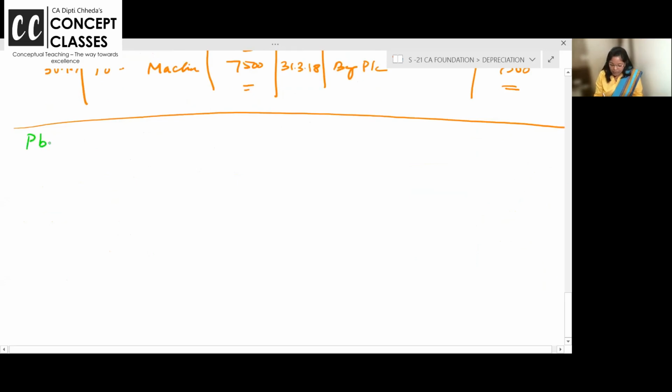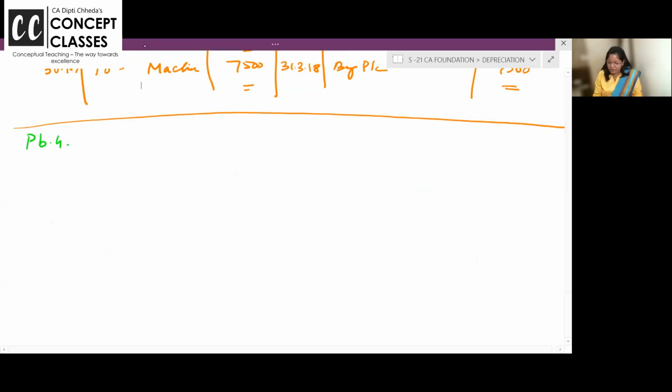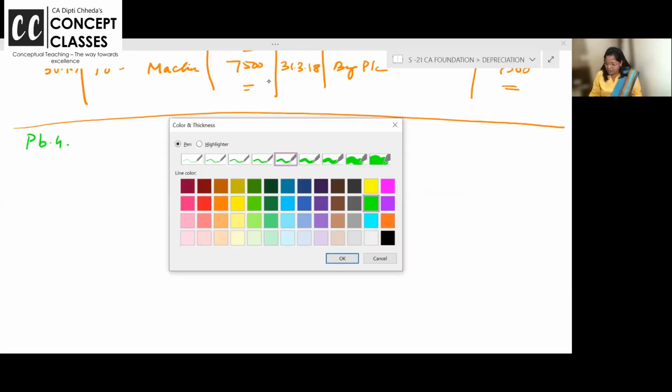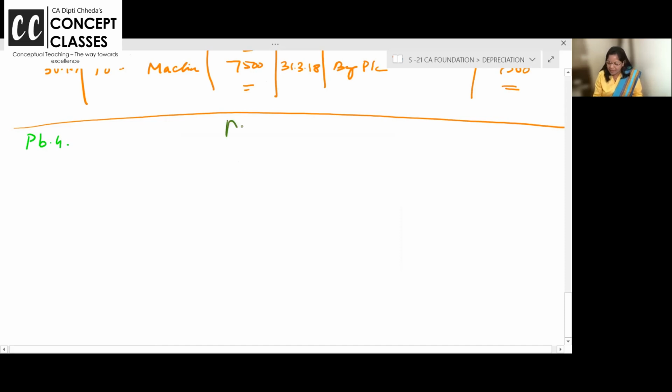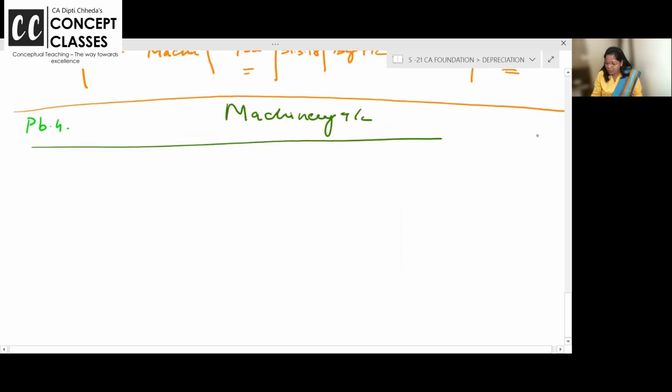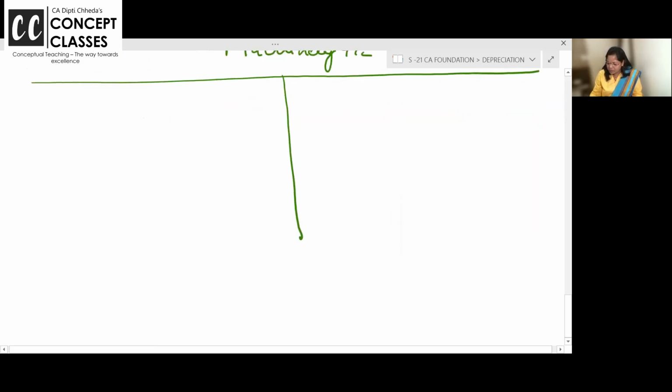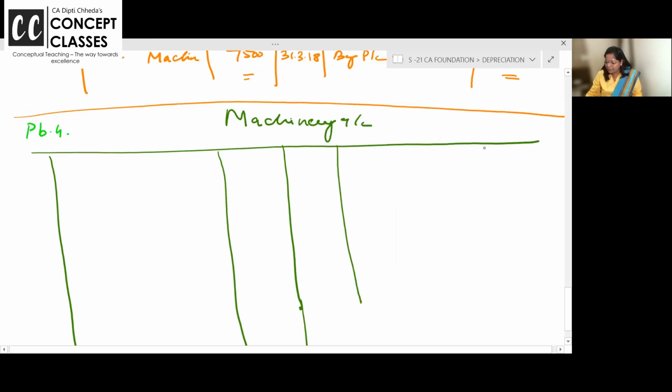Problem number 4. I hope you all are following. I think light colors will be difficult, no? Many of you are using mobile, so we'll take a little darker one. Problem number 4, we are doing the same straight line method. Prepare machinery account. Do it with me this time. No explanation is required, but just do it with me. Make it a little bit big. Date, particulars, amount. Date, particulars, amount. Write down if you want to write.